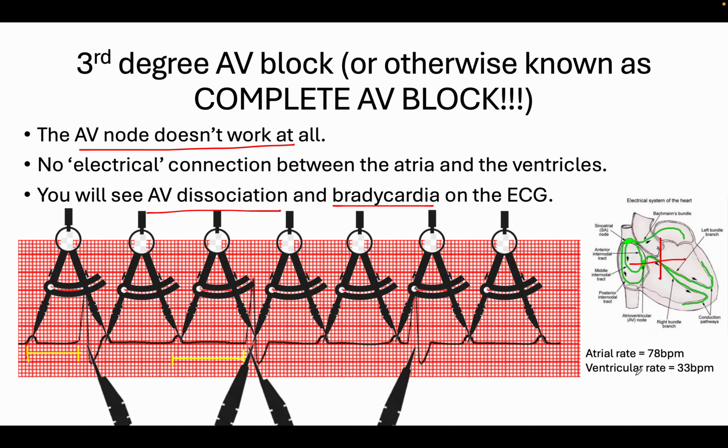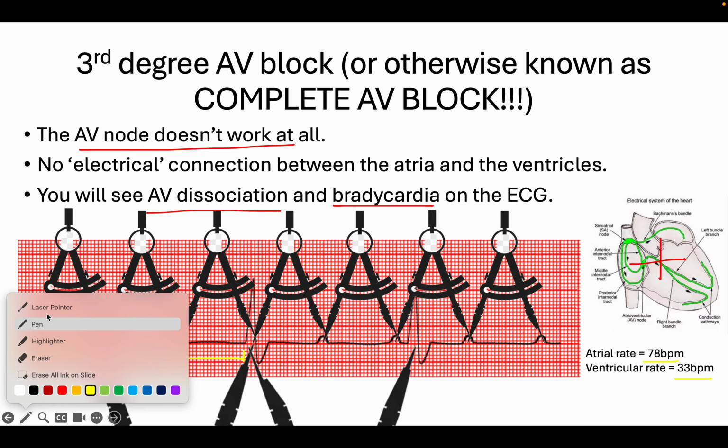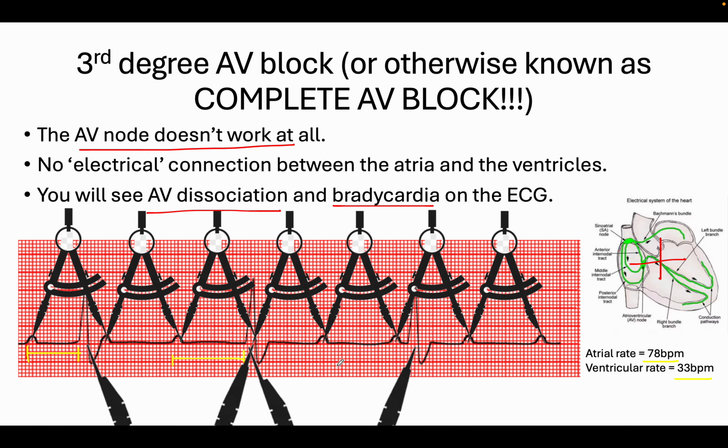And if you're to work out the atrial rate from the P waves that you've mapped out, you get a rate of 78. And if you're to work out the ventricular rate, you get a rate of 33 beats per minute. And go back to red. So this is AV dissociation, when the atrial rate and the ventricular rate don't match up with each other. So the atria are doing their own thing and the ventricles are doing their own thing.